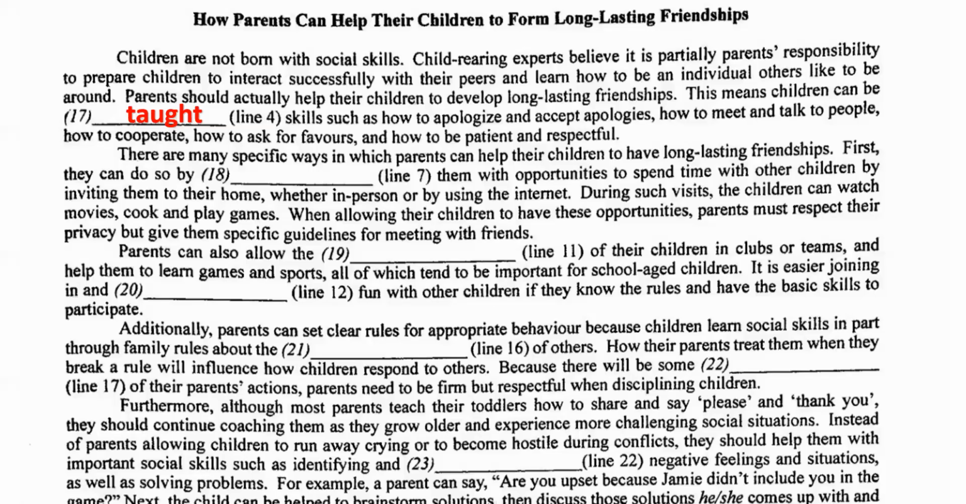Let me know if you understand it so far, what we have. Yes, sir. Okay. So only three of you. The rest of you, do you all understand? Yes, sir. Remember, the only thing that you're writing is the number and the answer, okay? All right, number 18.